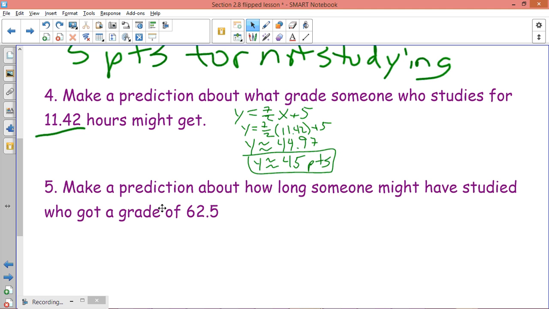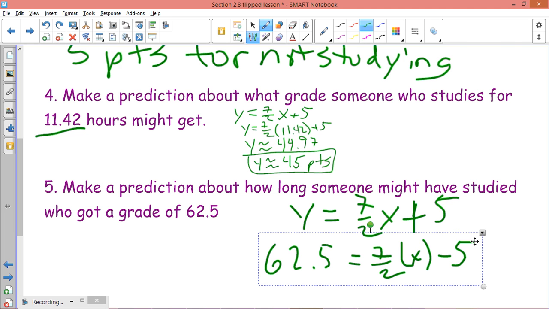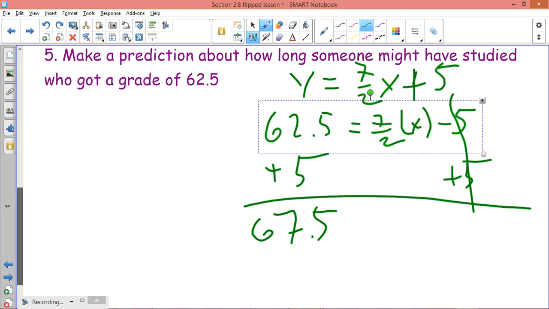Who knows? Number 5, make a prediction about how long someone might have studied who got a grade of 62.5. I'm going to do the exact same thing and then be done. Y equals 7/2 x plus 5, except now I don't have my time, I have my grade. 62.5 is equal to 7/2 times x plus 5. All I need to do is solve for x and I'm done. So I'm going to subtract 5 from both sides: 57.5 equals 7/2 x. And then on both sides, I'm going to multiply by the reciprocal, 2/7.